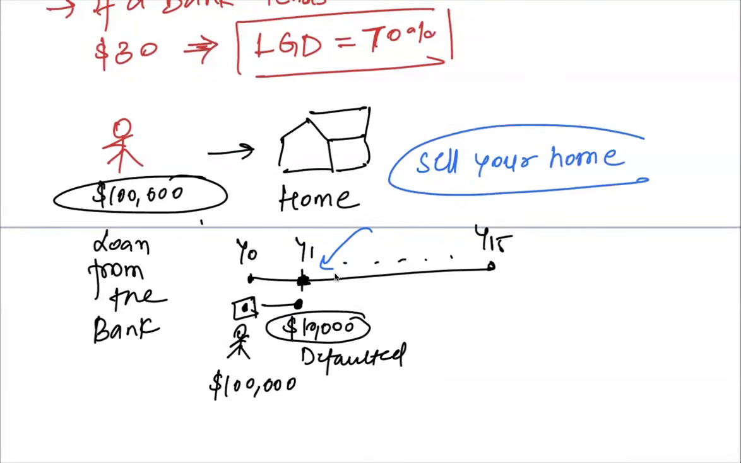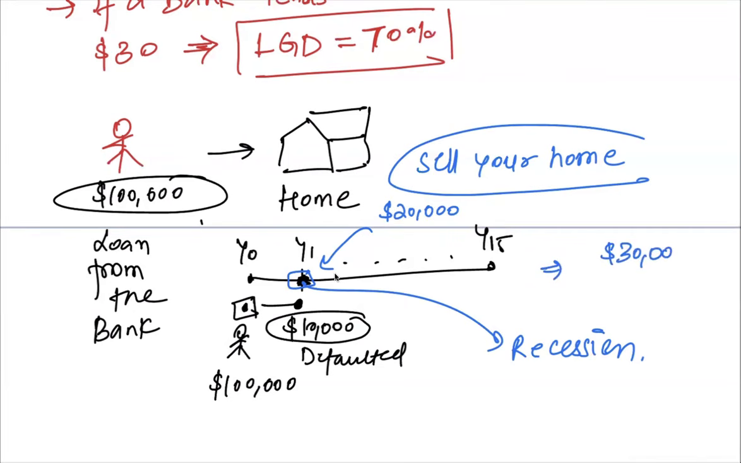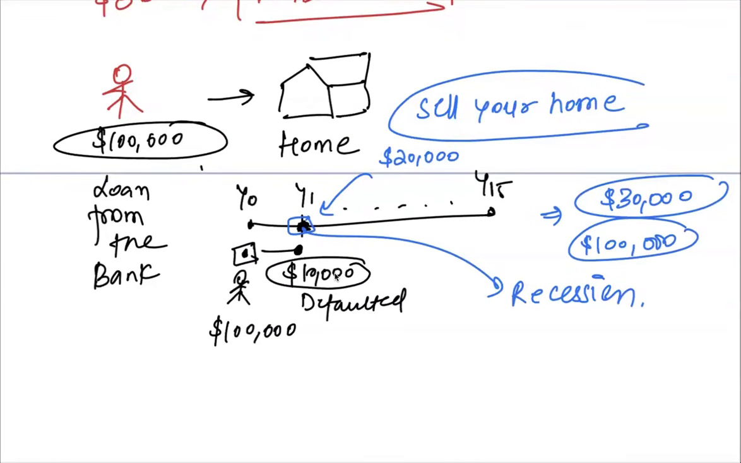But let's say at this point in time you have a recession coming, and the bank could only sell your property for $20,000. I know it's not realistic, but let's say so. How much did the bank recover? $30,000. And what was the loan amount? $100,000. So how much did the bank lose?